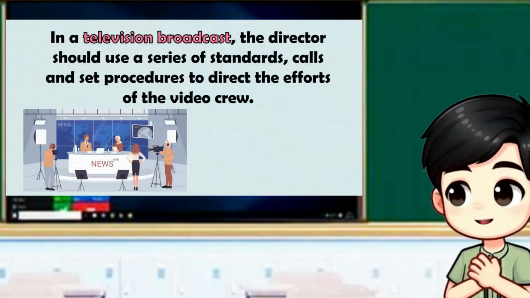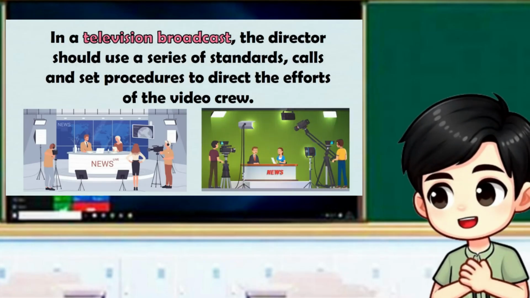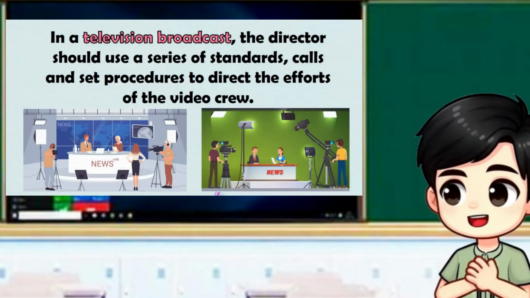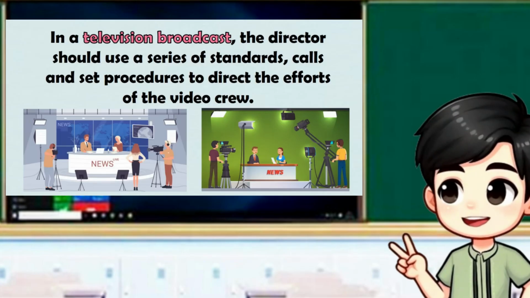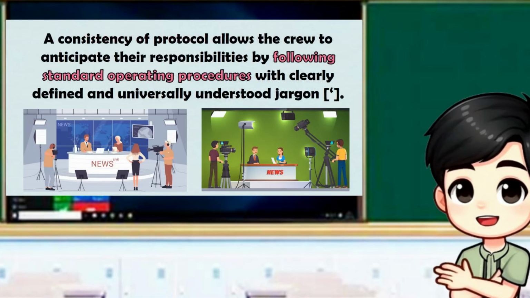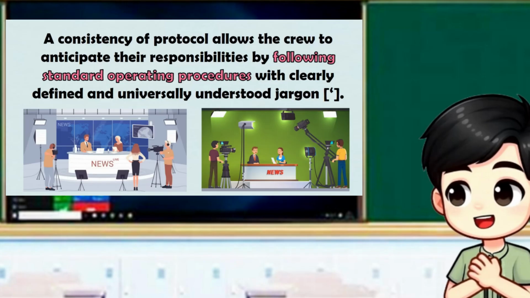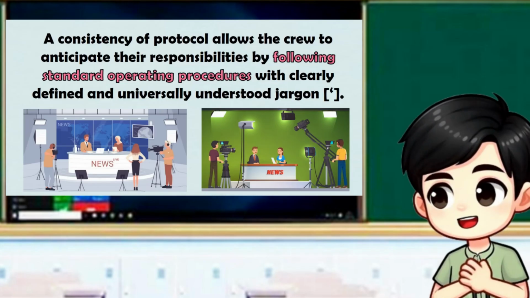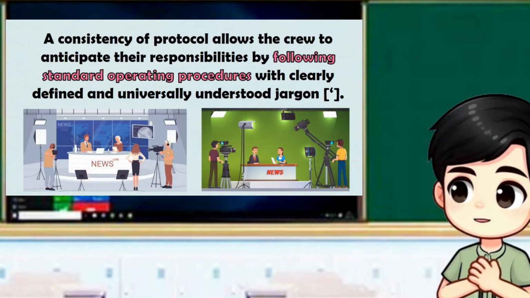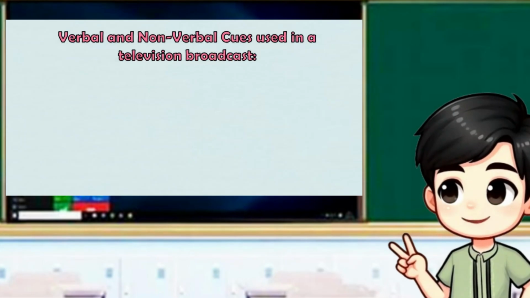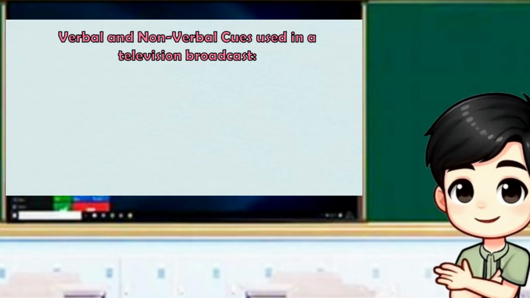In a television broadcast, the director should use a series of standards, calls, and set procedures to direct the efforts of the video crew. A consistency of protocol allows the crew to anticipate their responsibilities by following standard operating procedures with clearly defined and universally understood jargon. Here are examples of verbal and non-verbal cues used in a television broadcast.